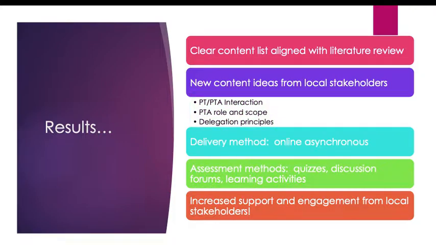Respondents also wanted an online asynchronous delivery, and they identified several assessment methods that they'd prefer. But probably the biggest benefit of this action research approach was that the process of seeking input and collaboration from my clinical partners created stronger relationships with them and generated a lot of excitement and support for the project. I became a big fan of action research during this interview process.